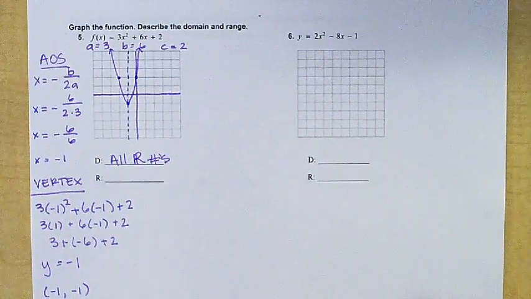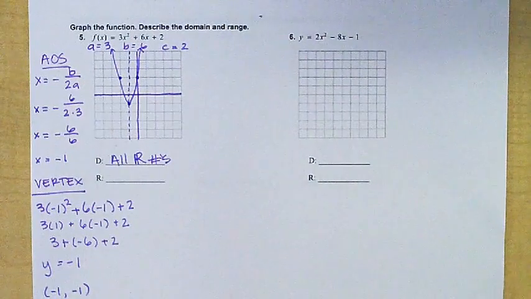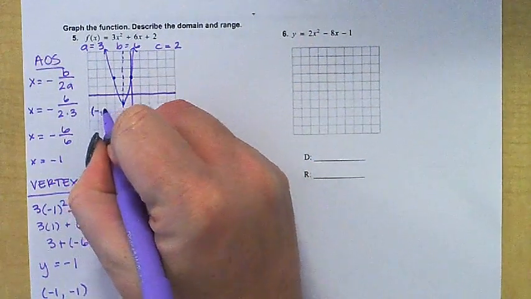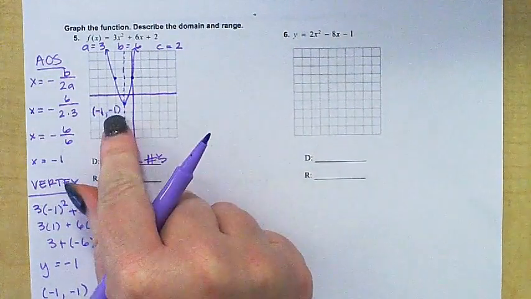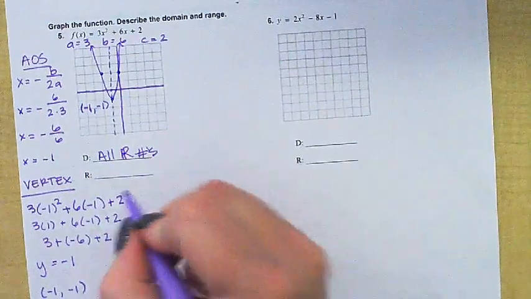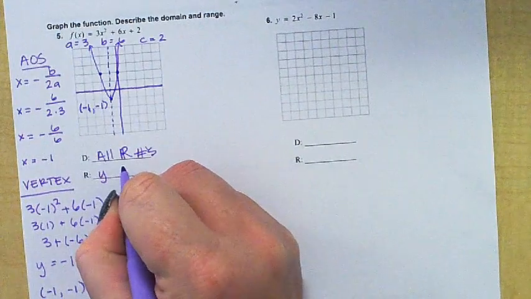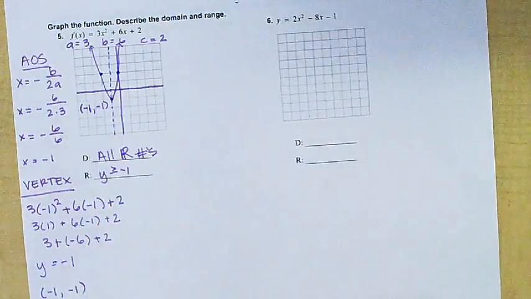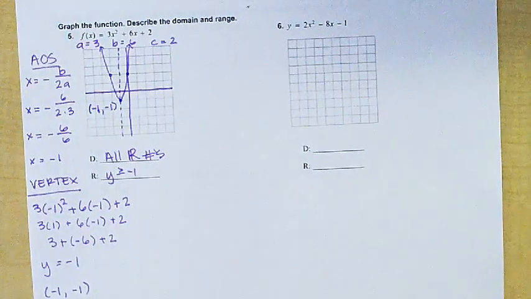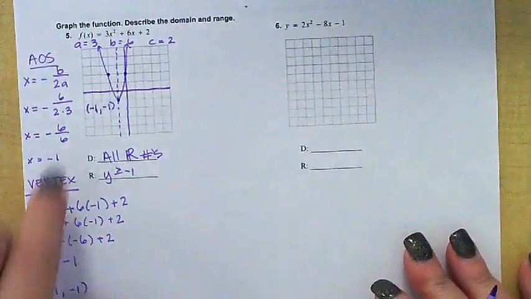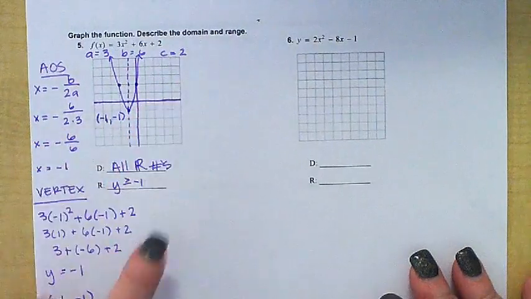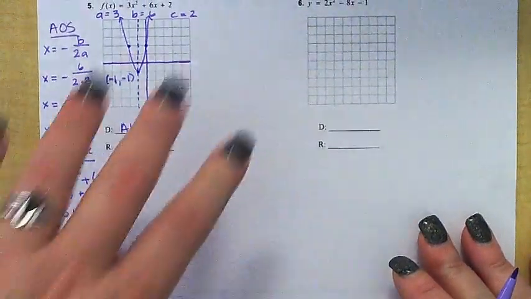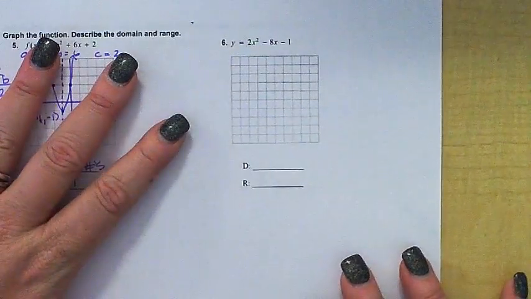But our range, which is our y values, we cannot have anything less than this -1 because our vertex tells us that. So our y value is greater than or equal to -1. So just by having this function here, we can actually get a lot of information from that. Let's do number 6 together.